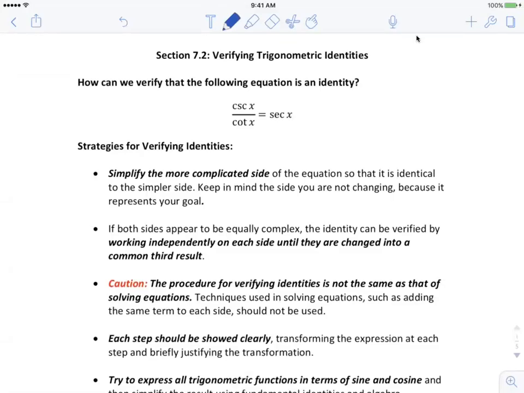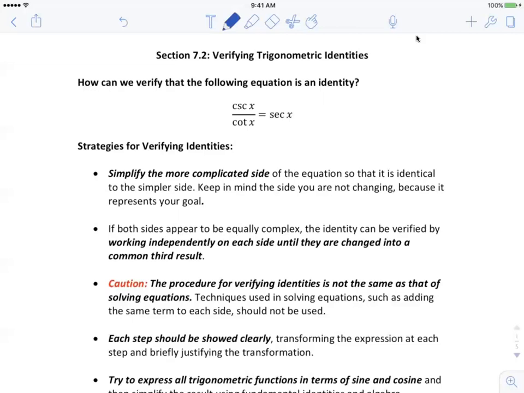Hey everyone, we're going to do 7.2, which is on verifying trigonometric identities, which are pretty cool. It's like proving identities to be true. So, for example, we have one here. How can we verify that the following equation is an identity? I mean, I guess you can plug in some x's and see if it works, but that's not really proving it. It might give you an idea that it's true, but how can we prove it?